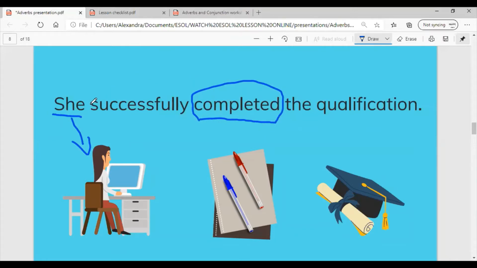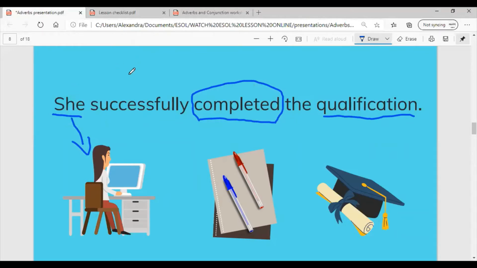Okay, so now we know who the sentence is about and what she is doing. So, qualification is another noun. That's a thing. So we have she completed the qualification. So now we look for our adjectives. There were no adjectives which describe the noun, so we don't know anything more about the lady, and we don't know anything more about the qualification, which are nouns. So we know there are no adjectives in this sentence, as an adjective always describes the noun.